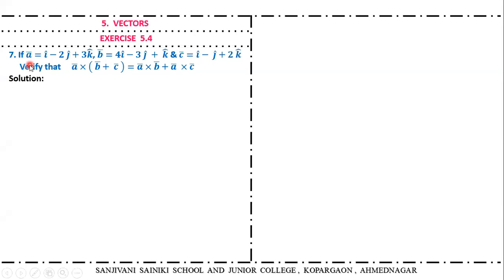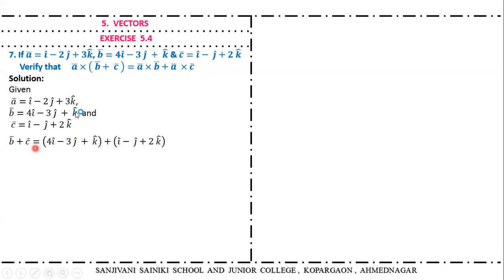The seventh example: a bar is equal to i minus 2j plus 3k cap, b bar is equal to 4i minus 3j cap plus k cap, and c bar is equal to i minus j plus 2k. We have to verify that a bar cross (b bar plus c bar) is equal to a bar cross b bar plus a bar cross c bar. It is a very simple example; we just have to verify it. a bar, b bar, and c bar are given. First we will find b bar plus c bar by taking the addition of b bar and c bar. You get a vector. Then find a bar cross this new vector, b bar plus c bar.